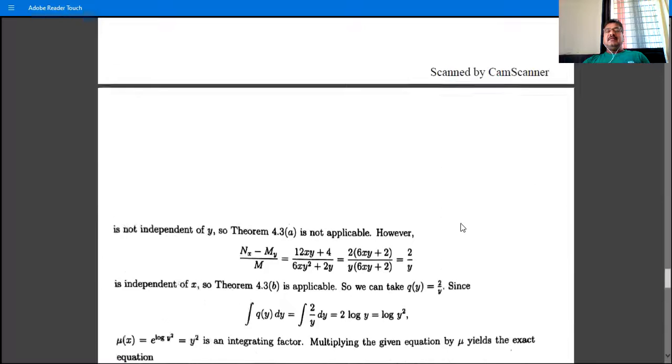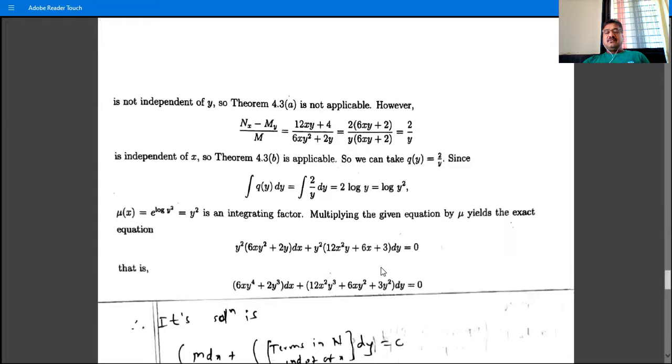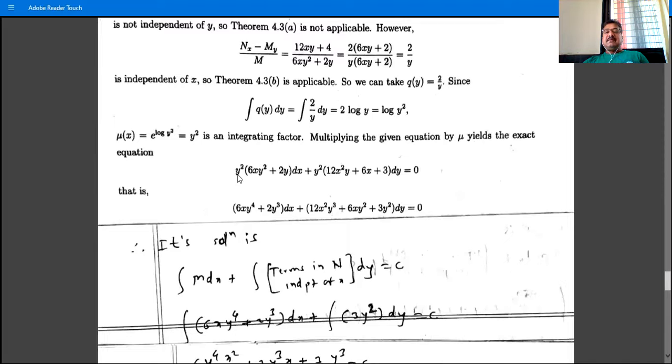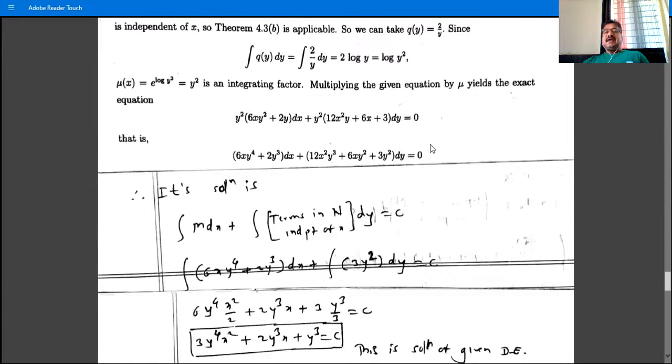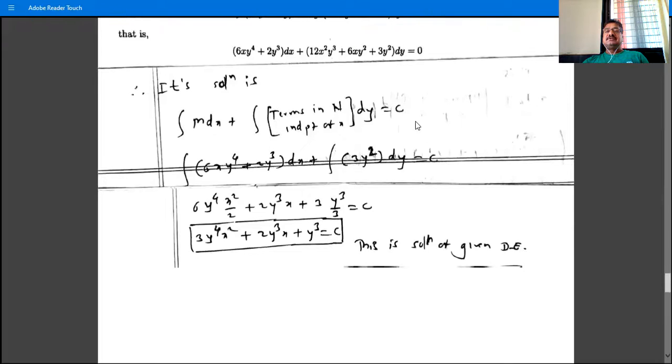So multiplying the given differential equation by y square, we have this. And after simplification, multiplying by y square to the bracket, we have this. And this is an exact differential equation. So its solution is what? Integration of M dx plus integration of terms in N independent of x dy is equal to constant.